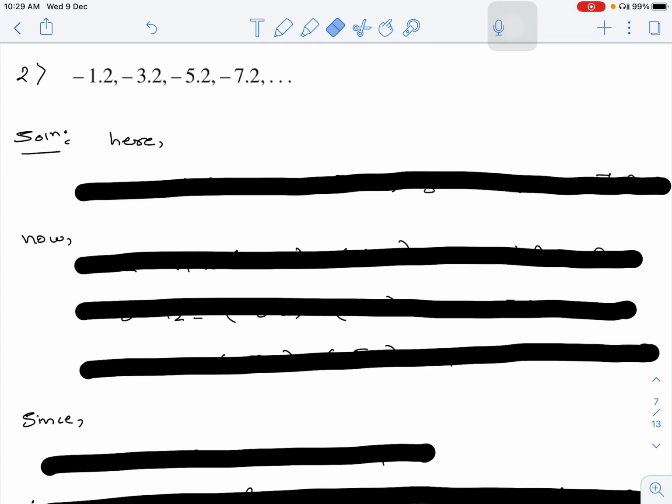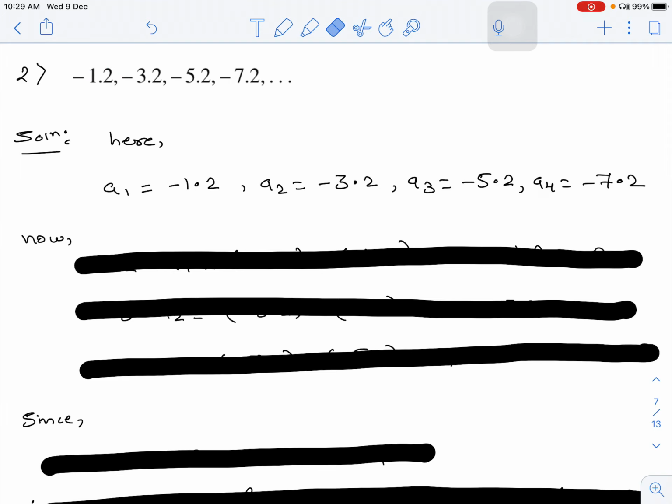Now here we are given the second list of numbers as minus 1.2, minus 3.2, minus 5.2, minus 7.2 and so on. So now we want to check whether this sequence is forming an AP or not. Again, first we will name these as A1, A2 and so on. So we get A1 equals minus 1.2, A2 equals minus 3.2 and so on.